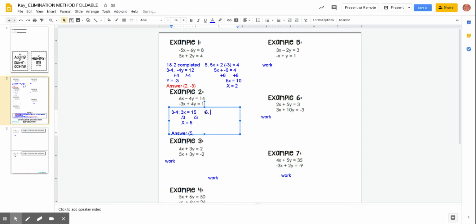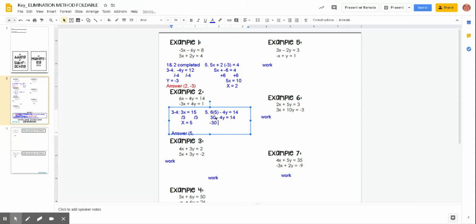So let's come over here and do step 5. We're going to put in 5 for the value of one of the x's. Doesn't matter which one, I'm going to put in the top. So 6 times 5 minus 4y equals 14. So I should make these boxes a little longer. So come and do my multiplication. 6 times 5 is 30. So minus 4y equals 14.